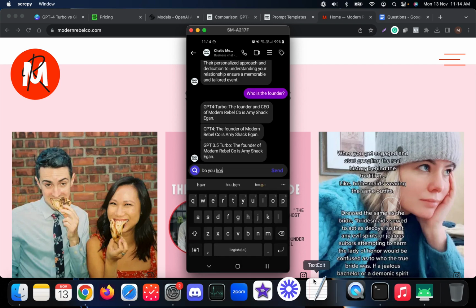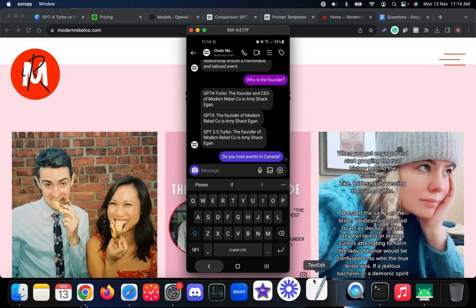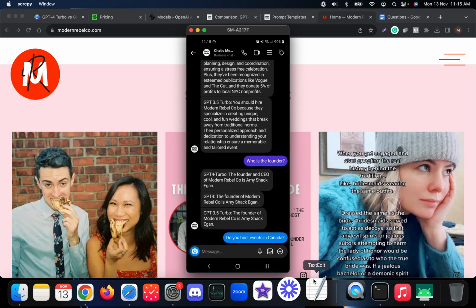Do you host events in Canada? So they actually host events in Canada and USA. Let's see how each of these models generate responses for us. So let's wait for the GPT-4 Turbo.